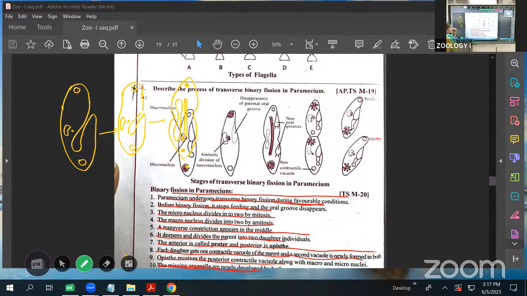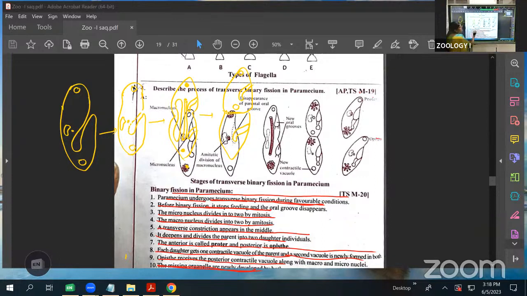Next step, a line is drawn between them. After the formation of the line, there is one contractile vacuole here and one down here. Between them is the oral groove, and in this one also there is an oral groove. Before that, the same oral groove is formed here also.